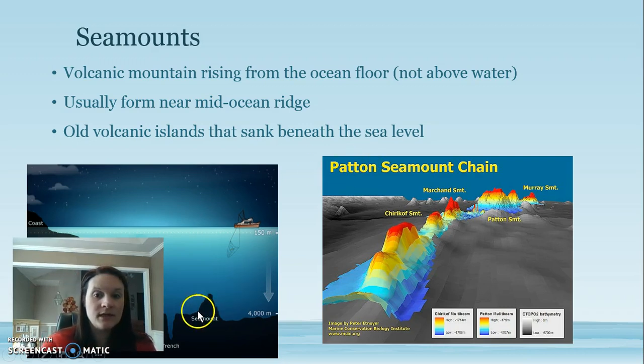So the seamounts, as you can see in this picture, are just littering the ocean floor. You find them everywhere. Again, this is all beneath sea level. You would not be able to see this if you were on a boat on the surface. And that's really all you need to know about the features of the ocean floor.